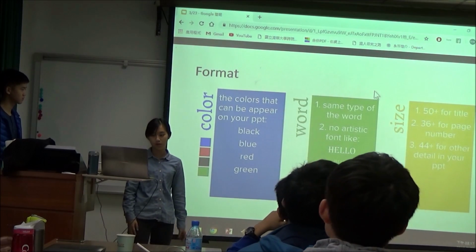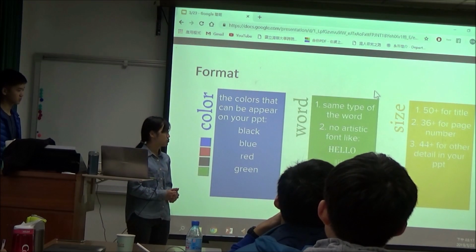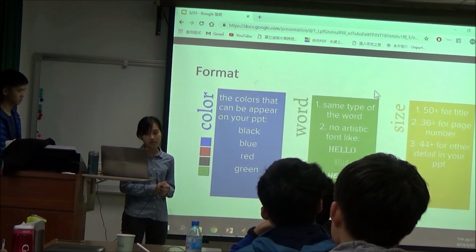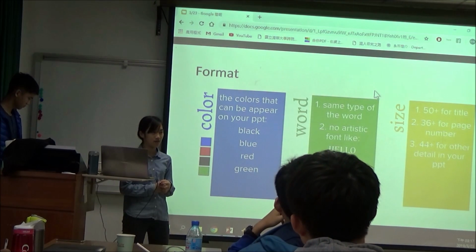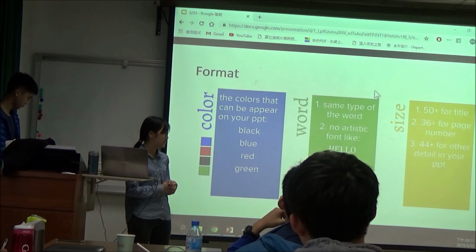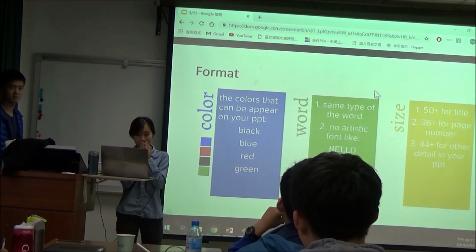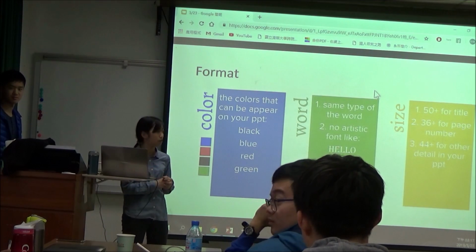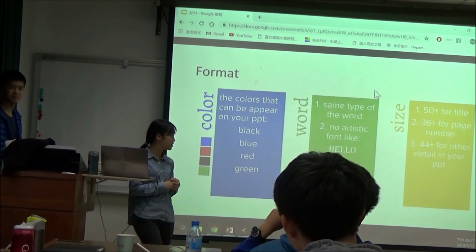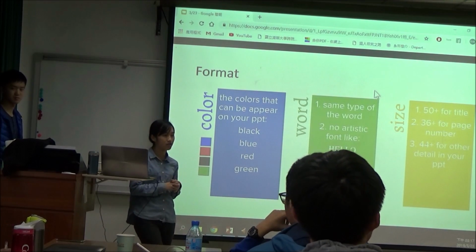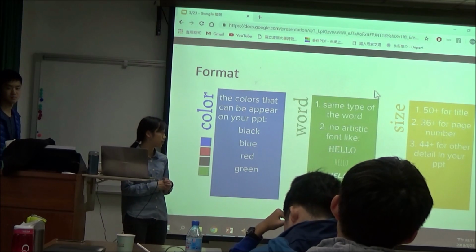And about your size of the word, we cannot expect that our projector is pretty well. So using bigger words will make your PowerPoint more clear. And also, some of the professors have really poor eyesight. So please use a size over 50 for the title, and for the page number, the size has to be over 36. And for other details in your graph, please choose a size over 44 in PowerPoint.